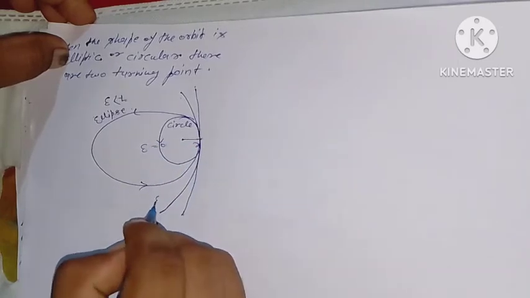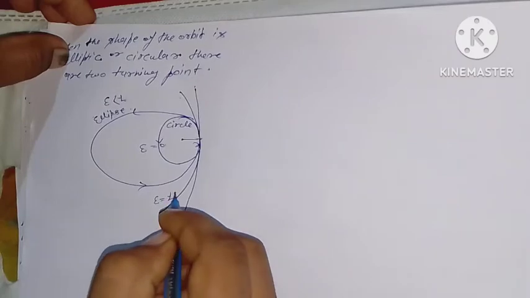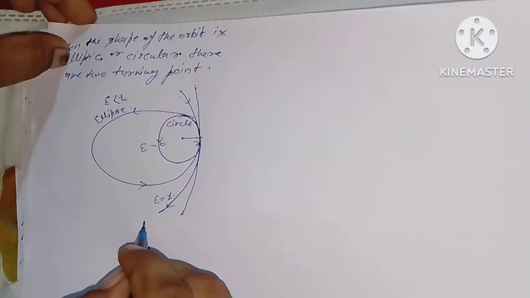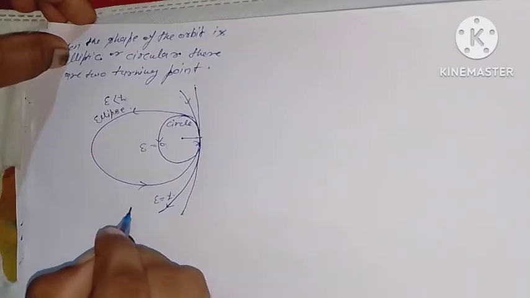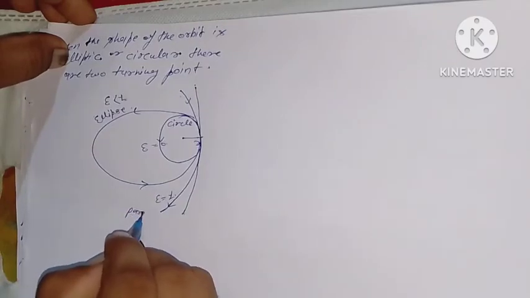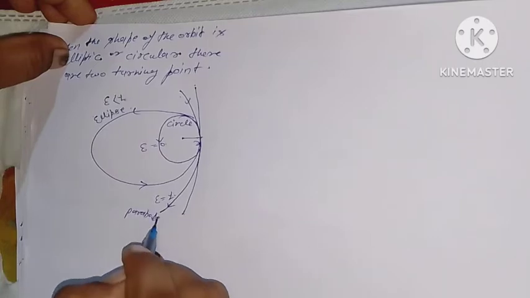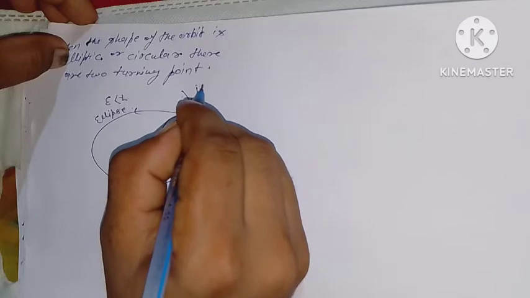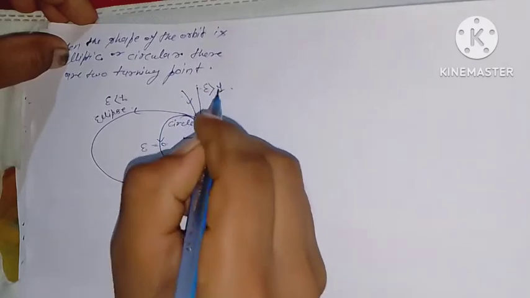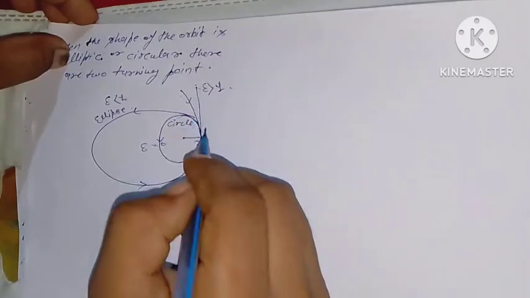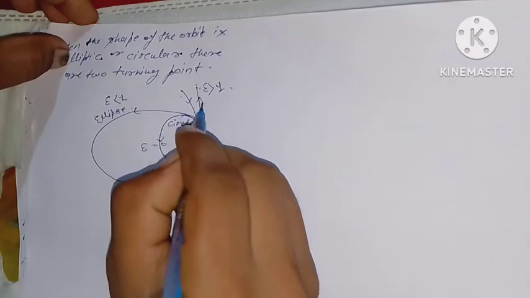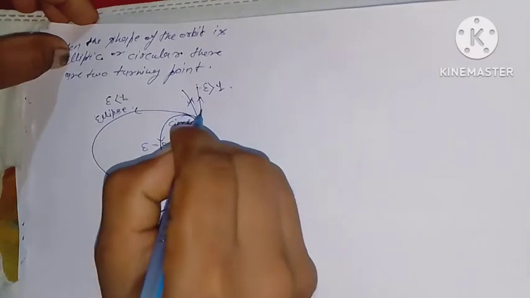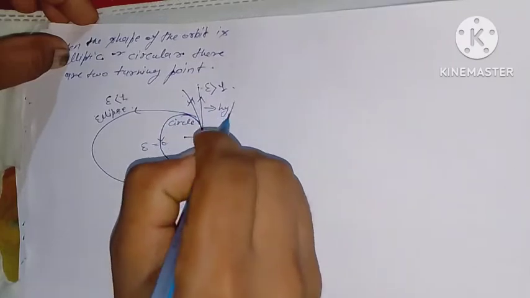And if epsilon equals 1, the figure is a parabola. And if the value of epsilon is greater than 1, the figure is a hyperbola.